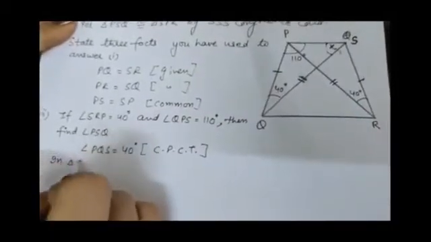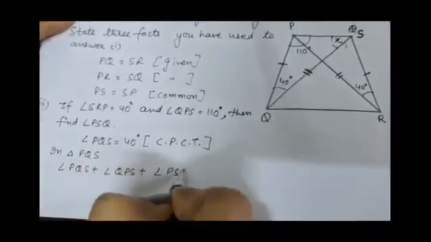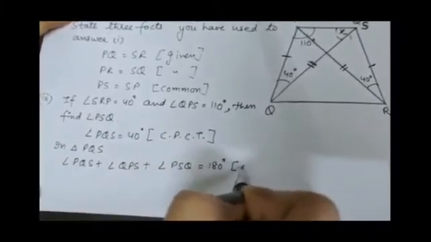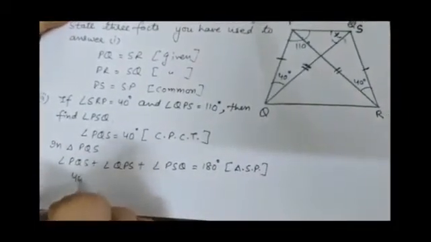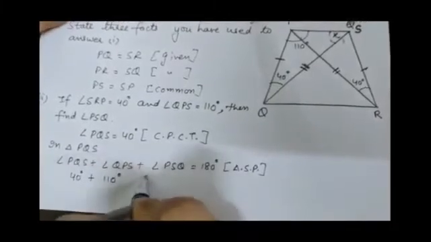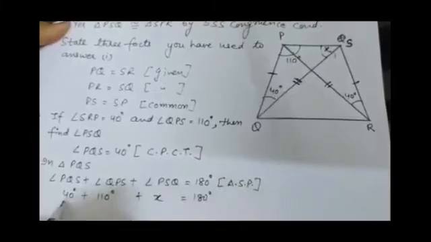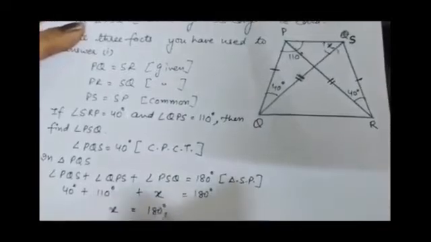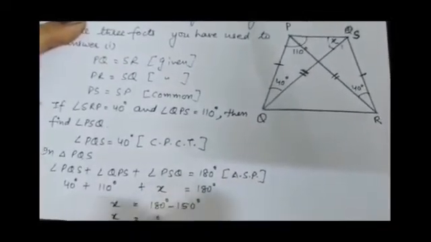Now I am taking this triangle. In triangle PQS, angle PQS plus angle QPS plus angle PSQ, the sum of the three angles of the triangle is 180 degrees, and the property name is angle sum property. Now PQS is 40 degrees, QPS is 110 degrees, and this is angle X. So 110 plus 40, 150, will go to that side. 180 minus 150 degrees, the value of X is 30 degrees. So we have found the value of angle PSQ, that is 30 degrees.